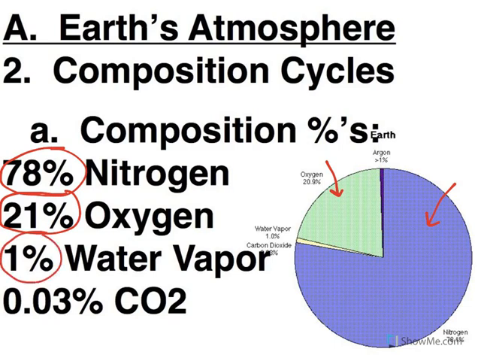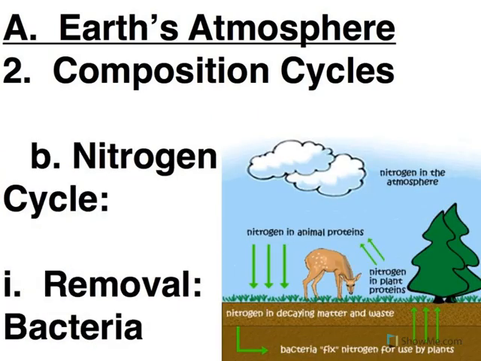Water, 1% of our atmosphere is water, which is this yellow wedge here. Carbon dioxide's pretty small, 0.03%, but we do want to talk about that. Argon we're kind of leaving out of our discussion because that is an inert gas. It doesn't really react with anything, but it just happens to be there. So let's look at how these things cycle in and out of the atmosphere.